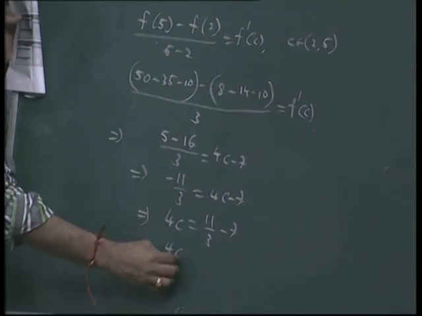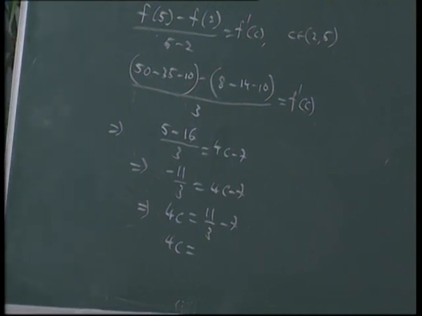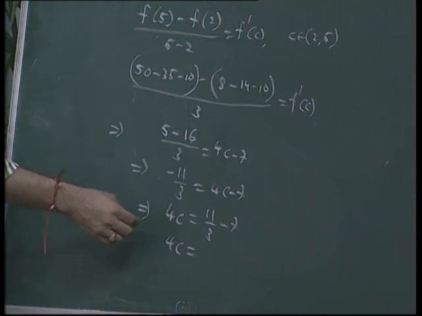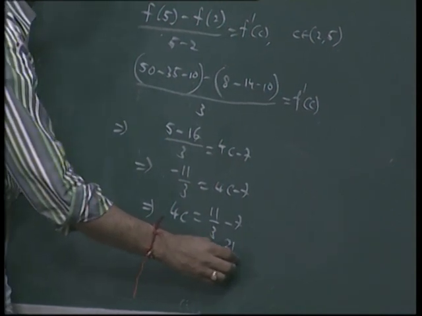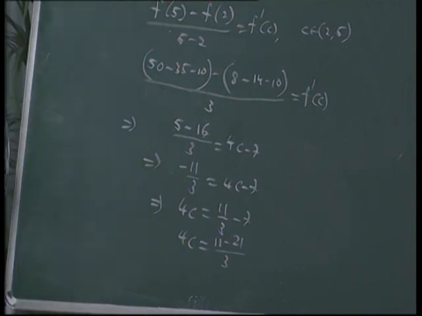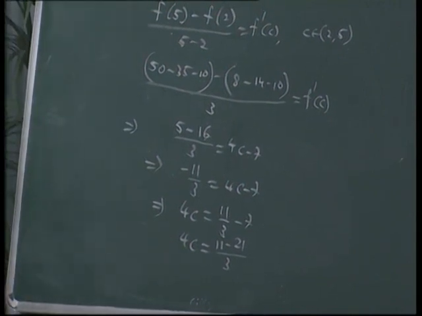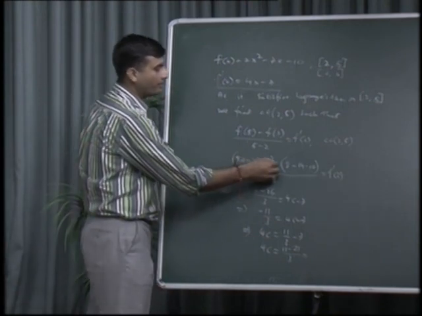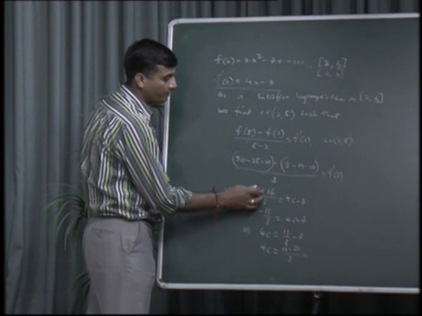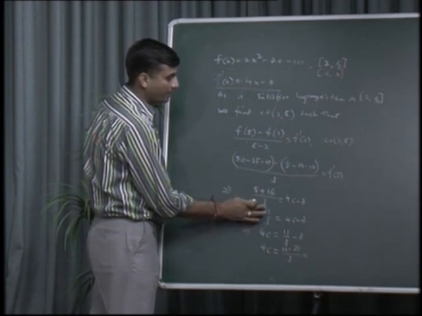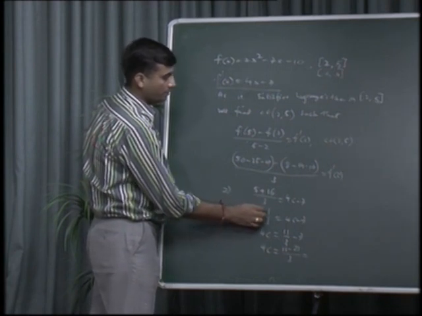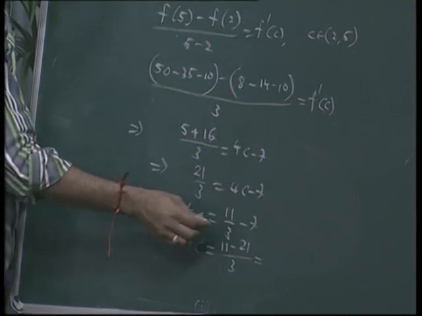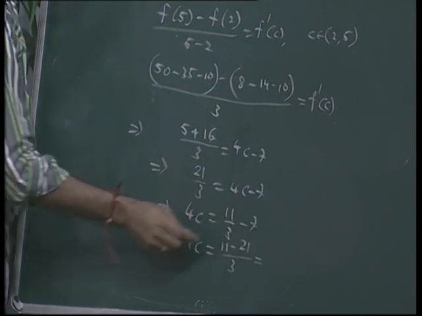So therefore 4c equals, this will be 21 by 3. Minus minus gives you plus 16. Yes, I'm sorry. So this will be 21 actually. This is actually minus 16, so this is plus 16. So this is 21.